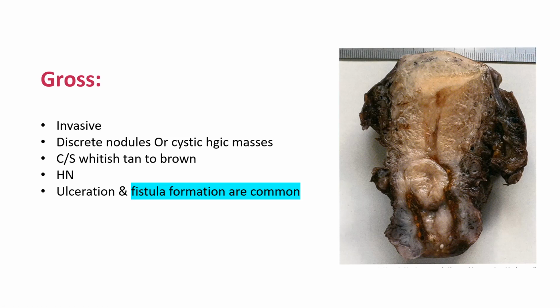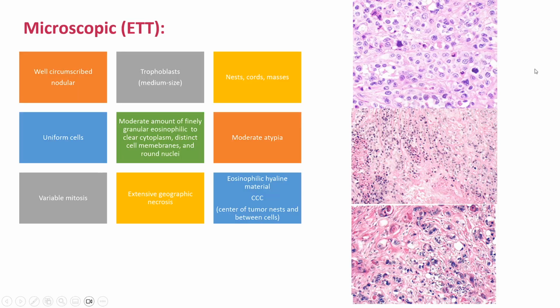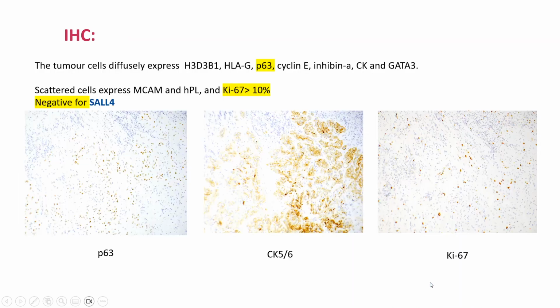This tumor is characterized by ulceration and deep invasion that may result in fistula formation. And microscopically, this is how it looks. It's almost well circumscribed and nodular. The trophoblasts are medium sized, as you can see, in the form of cords and nests or masses. The cells are more or less uniform with a moderate amount of granular eosinophilic cytoplasm. The atypia is actually moderate, the mitosis is variable. We have extensive geographic necrosis. We have eosinophilic material that is characteristic at the center of the tumor nests and in between the cells.